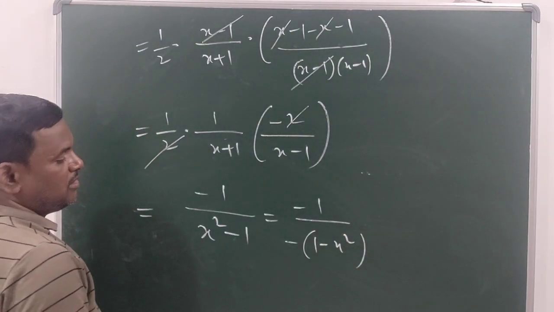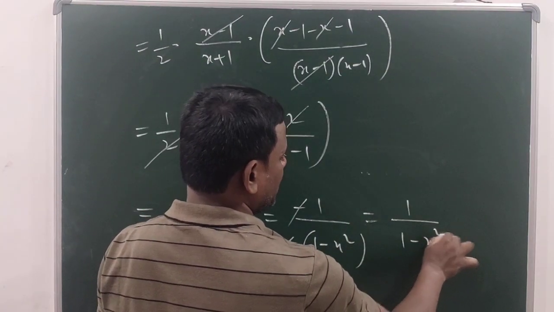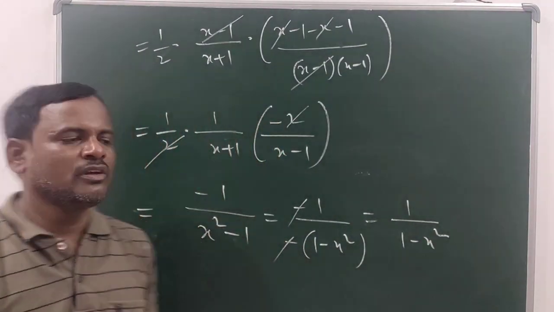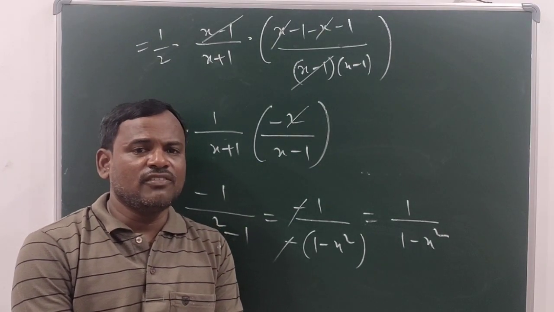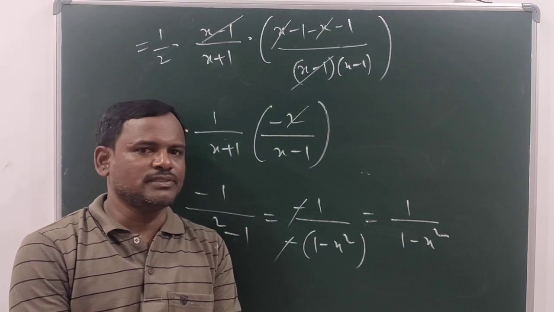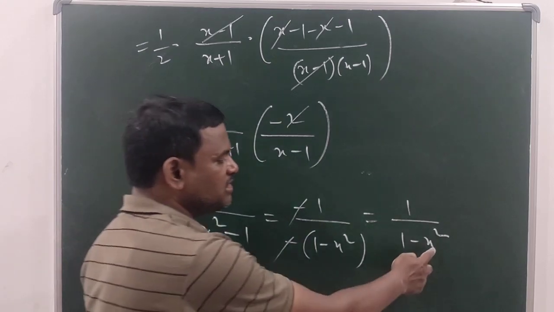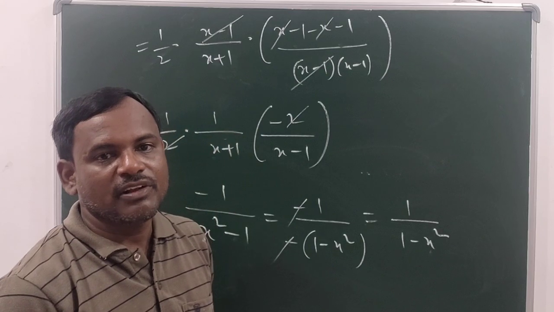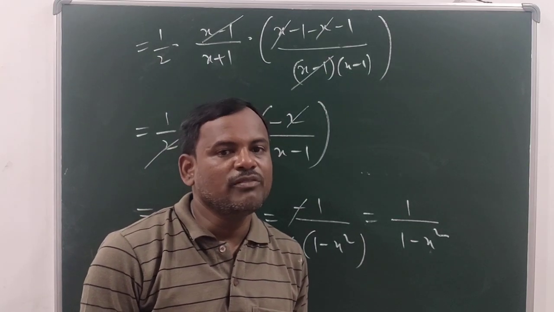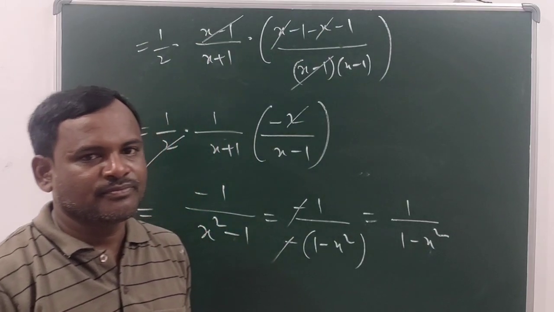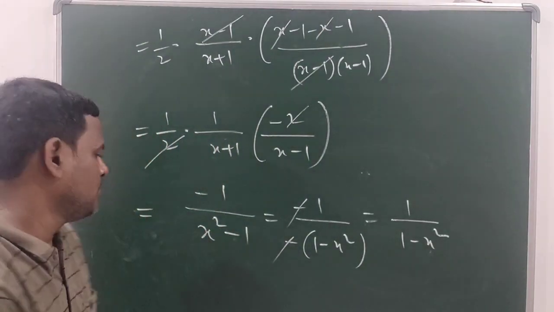Okay students, now write, both are cancelled. 1 by 1 minus x square. So what is this? Differentiation of cot h inverse of x. Okay, so you know here what is the condition for x? x will be minus infinity to minus 1 union 1 to infinity. Okay students, observe that point.